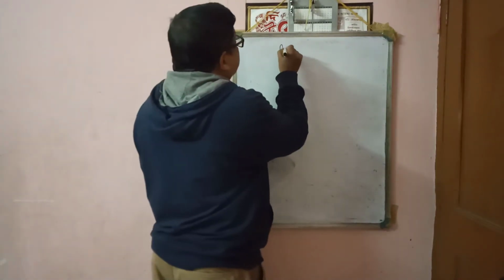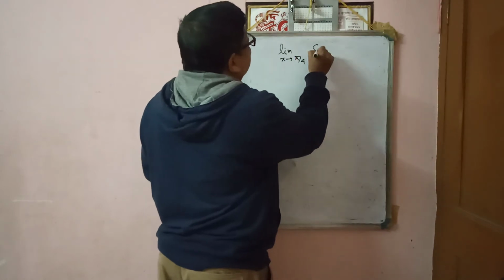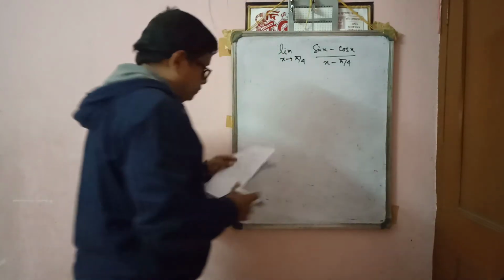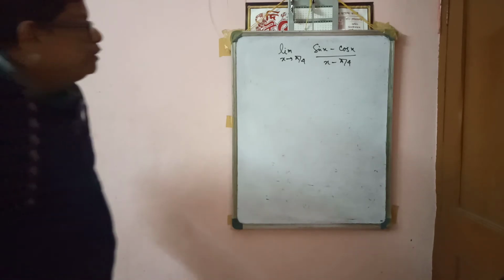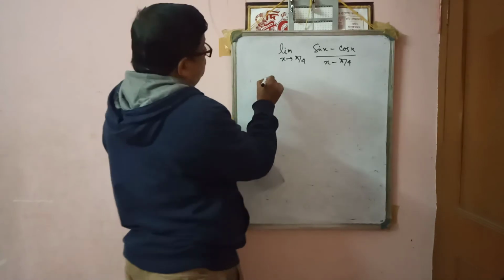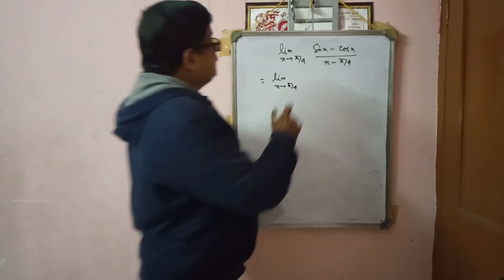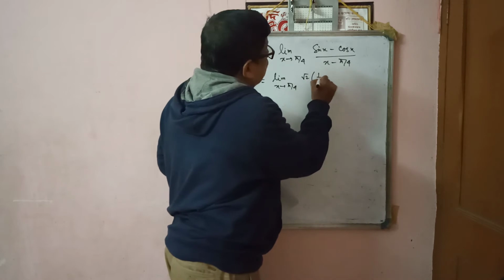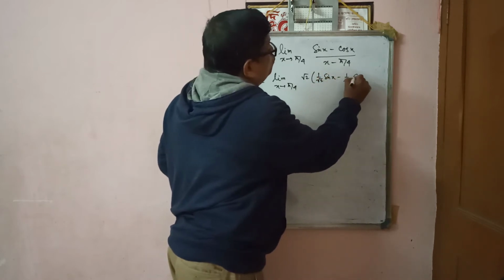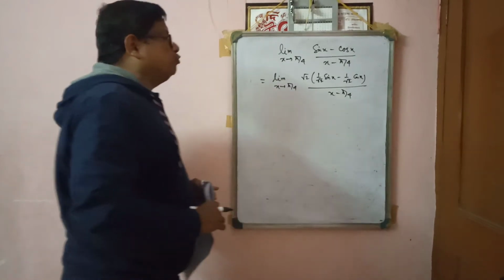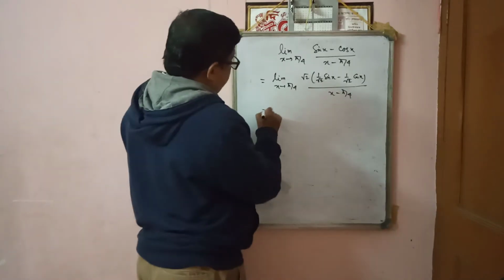Next one, limit x tends to pi by 4 of sin x minus cos x by x minus pi by 4. Look here, limit x tends to pi by 4. We can write root 2 into 1 by root 2 sin x minus 1 by root 2 cos x, by x minus pi by 4. All of you know sin pi by 4 is 1 by root 2 and cos pi by 4 is also 1 by root 2. So take root 2 common.